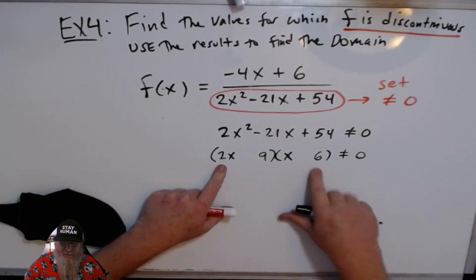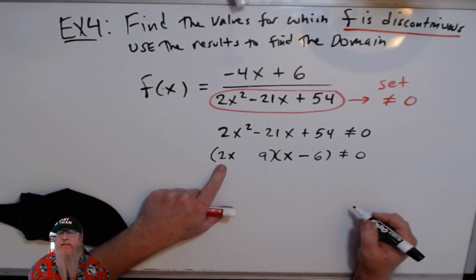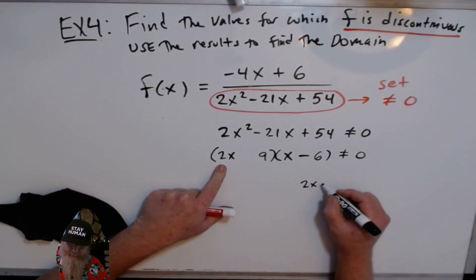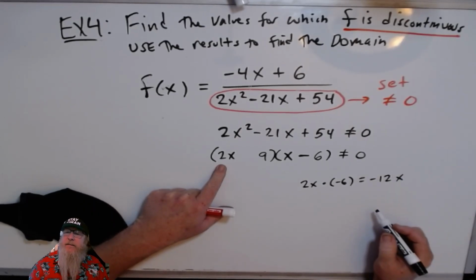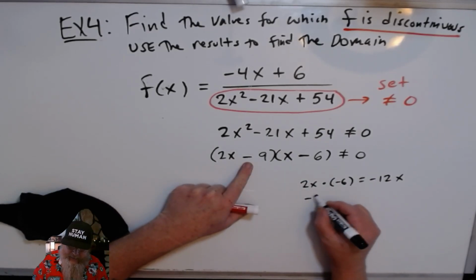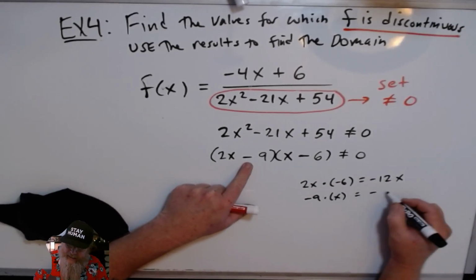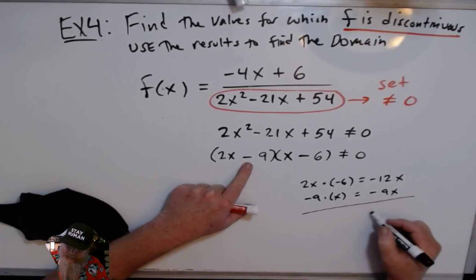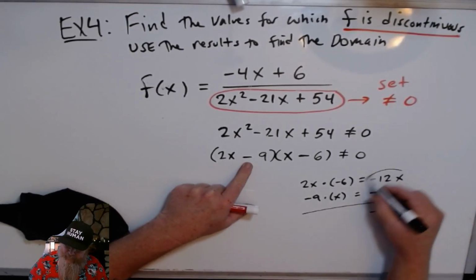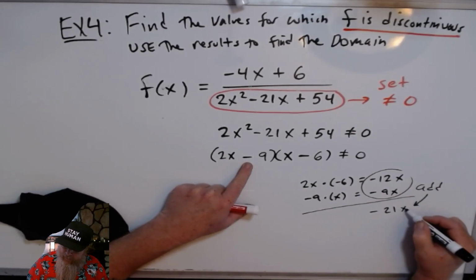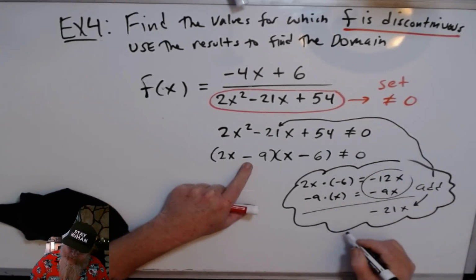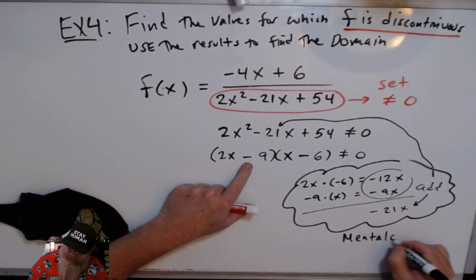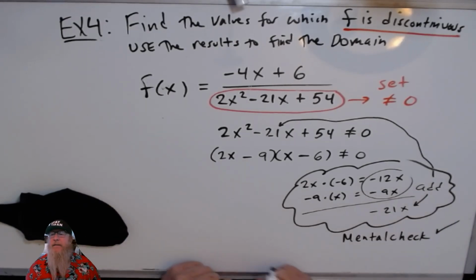Well, 2 times negative 6 would be negative 12x. And then negative 9 times x would be negative 9x. And when I add them, they should add to be the middle term. So this is my mental check. It does, in fact, check out.